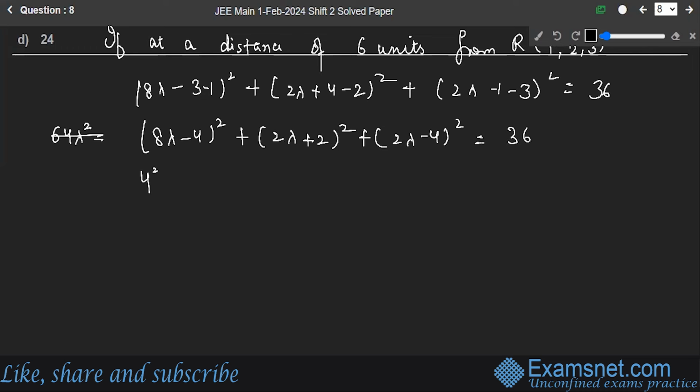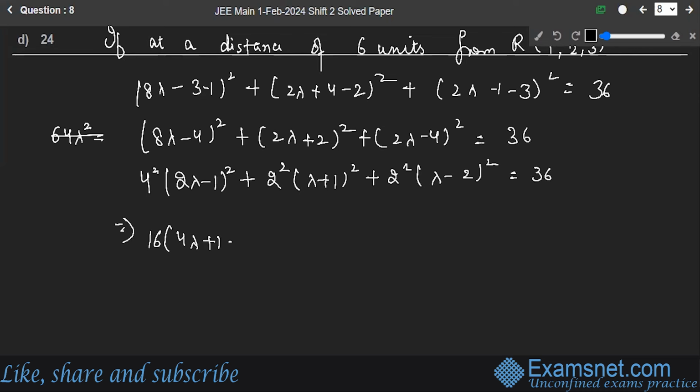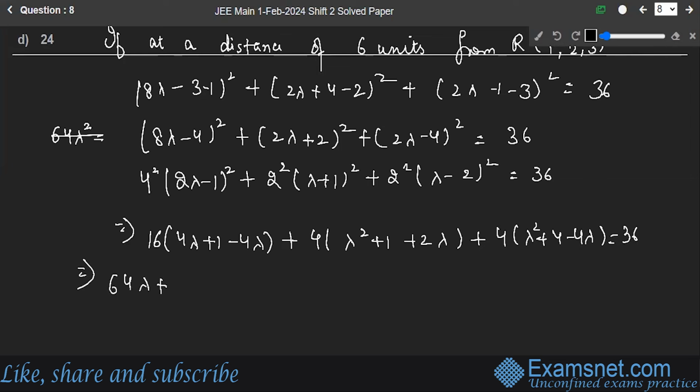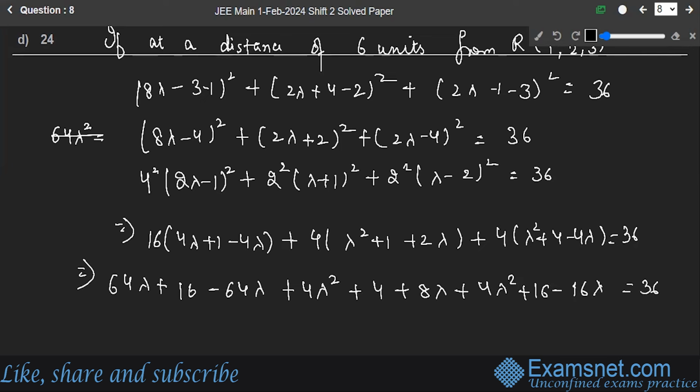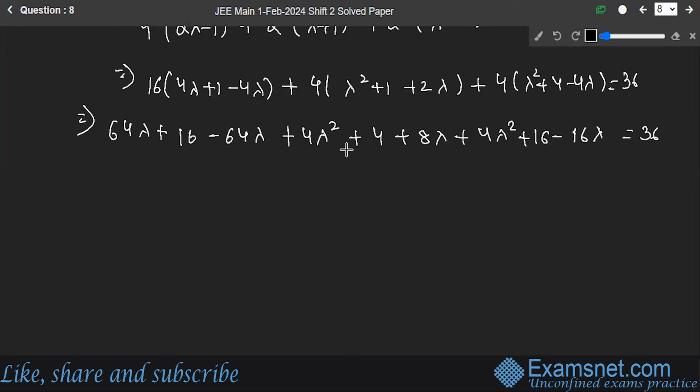Let's take 4 common from here. So 4 square into (2 lambda minus 1) square plus 2 square (lambda plus 1) square plus 2 square (lambda minus 2) square is equal to 36. Expanding, we get 64 lambda square plus 4 lambda square plus 4 lambda square, plus the linear terms, plus constants, is equal to 36. Big numbers, let's solve them. Let's do the cancellations wherever possible.